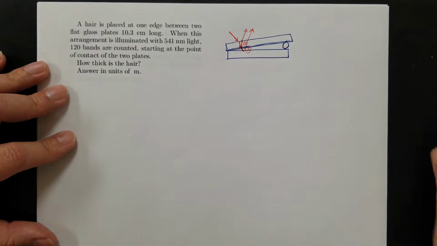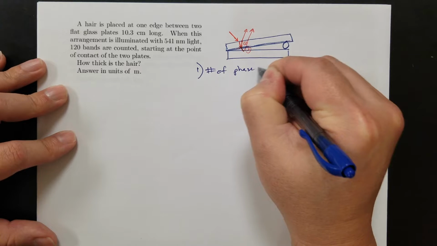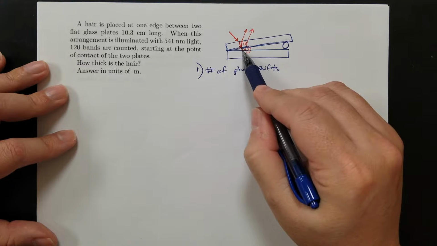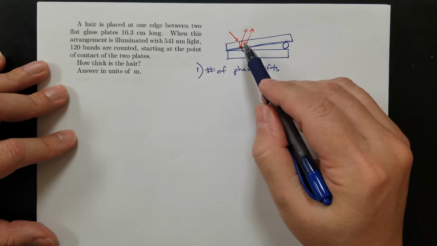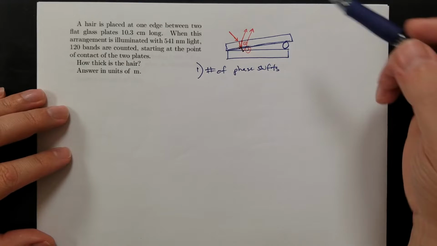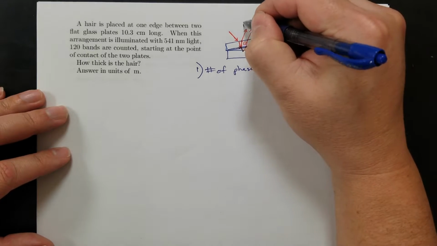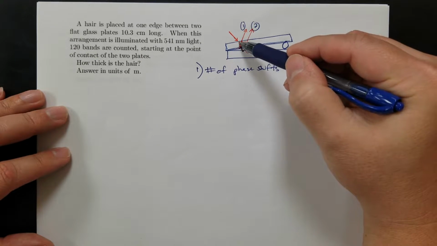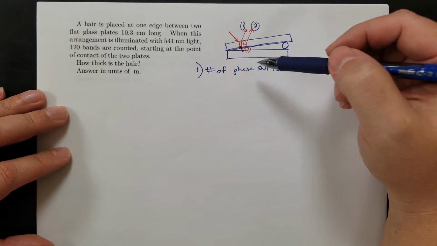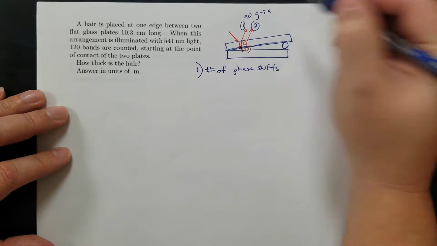So we've got to count the number of phase shifts. There's going to be a phase shift at the second interface, but not at the first one. Remember, a phase shift depends on the index of refraction you're going into or out of. This is 1 and this is 2. At 1, the light was going from glass to air, so there's no phase shift at number 1.